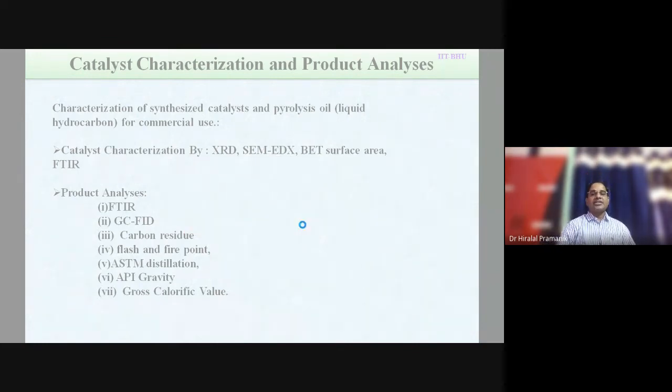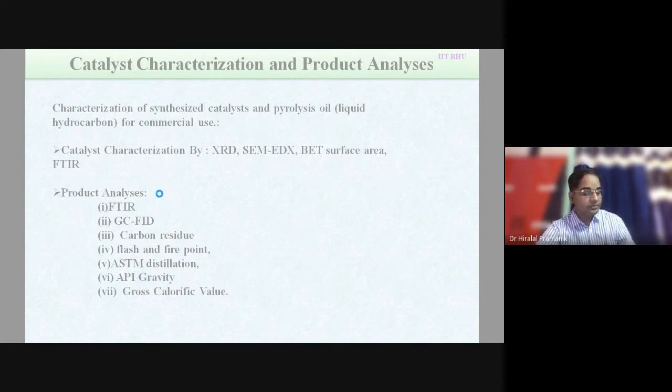So catalyst characterization: XRD, SEM, EDX, BET surface area and FTIR. These are the standard characterization techniques used for the catalyst. All those characterization techniques were adopted to see their physical properties. Like XRD, we adopted to see the crystallinity. Similarly, SEM for surface morphology and EDX for surface composition of various elements present in the catalyst. BET surface area, pore volume as well as surface area we obtained, and FTIR basically gave the functional group.